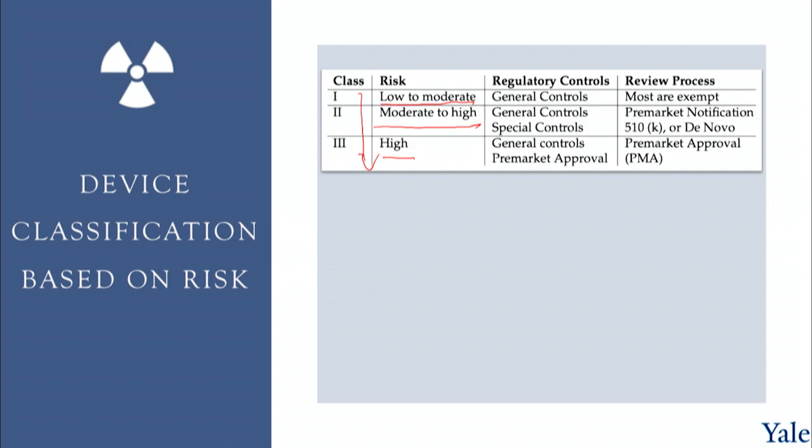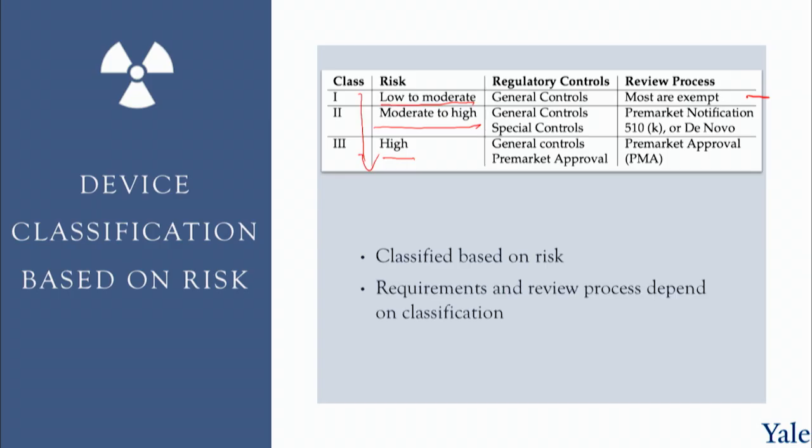Class 1 devices are usually exempt. You just have to file notification you're going to market, so it's registered, so they can find you. For class 2, we have two different processes, what's called the pre-market notification, the 510K process, or the Novo process. And for class 3, we have something called the pre-market approval process. So we're classifying the devices based on risk, and the requirements in the review process, just what I mentioned, depend on this classification. So as in every aspect of medical software, your risk level determines the process. It determines what you have to do.